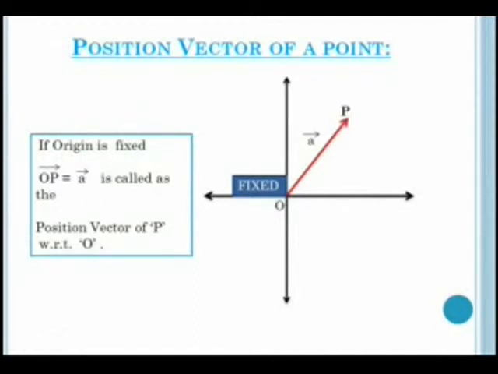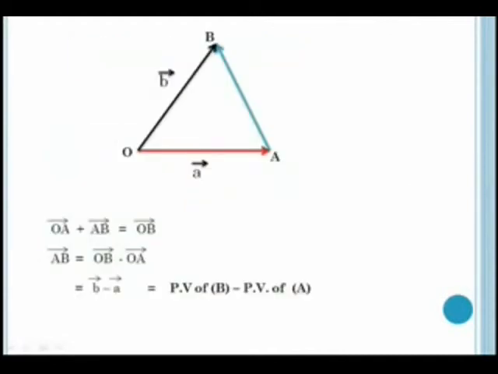Thus we have seen that if we have any vector, then we can have as many vectors equal to that particular vector. This is because we do not have two fixed points in the space. If we fix any point in the space, let us say that this fixed point is O, then this vector OP becomes unique. So to make the position of any point P unique, what we do is we fix this point O, and thus this vector A is called the position vector of point P with respect to O.